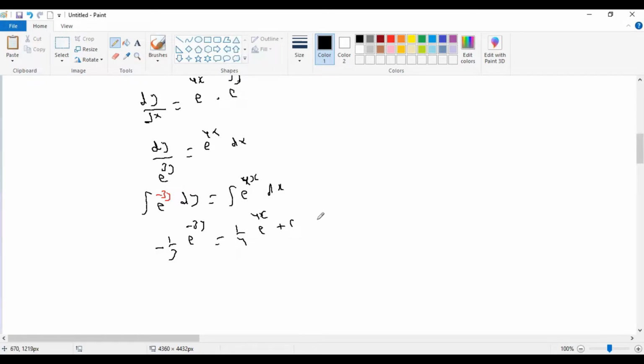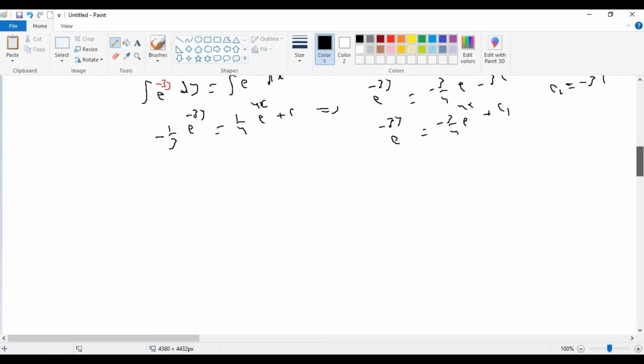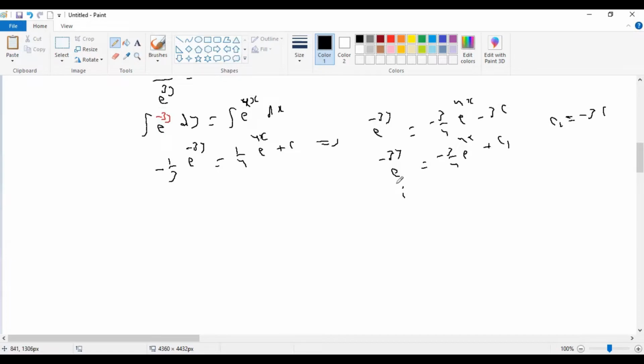It can be simplified. It can be multiplied, for example, by negative 3, so I can write negative 3y equal to minus 3 over 4 e to the power 4x minus 3c, and I can even write this as minus 3 over 4 e to the 4x plus c1, where c1 is negative 3c. And also here, I can take the ln and divide by negative 3. So I can simplify more and more here.